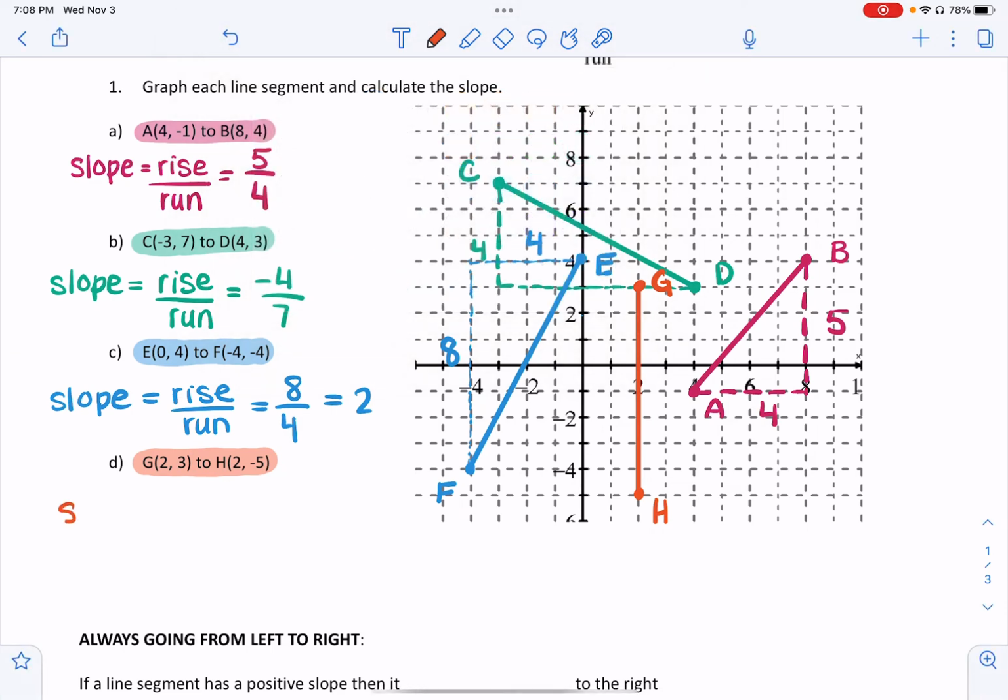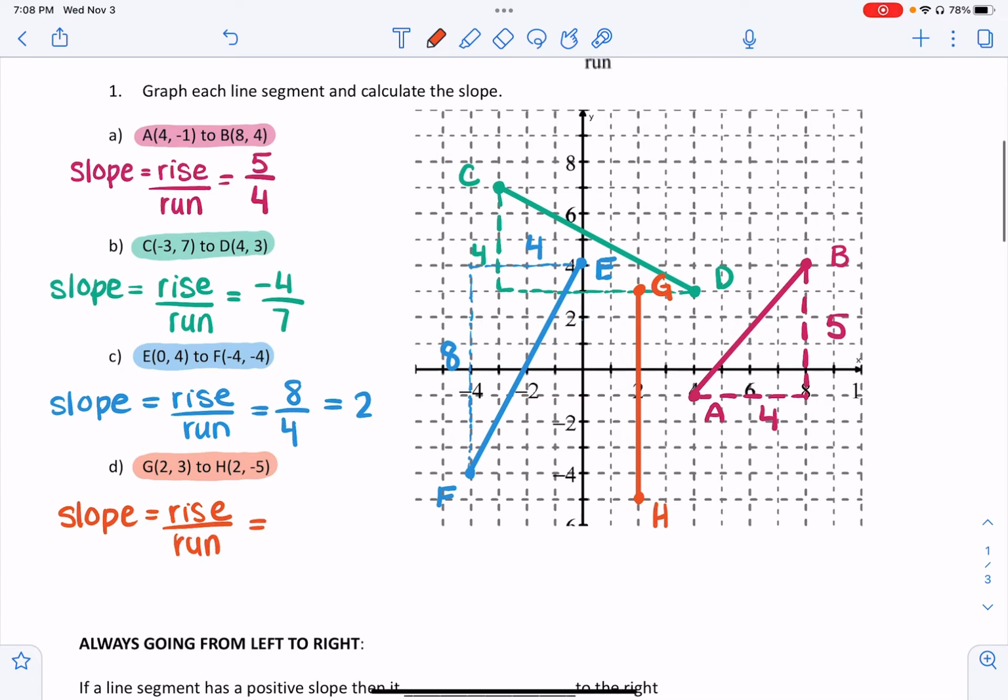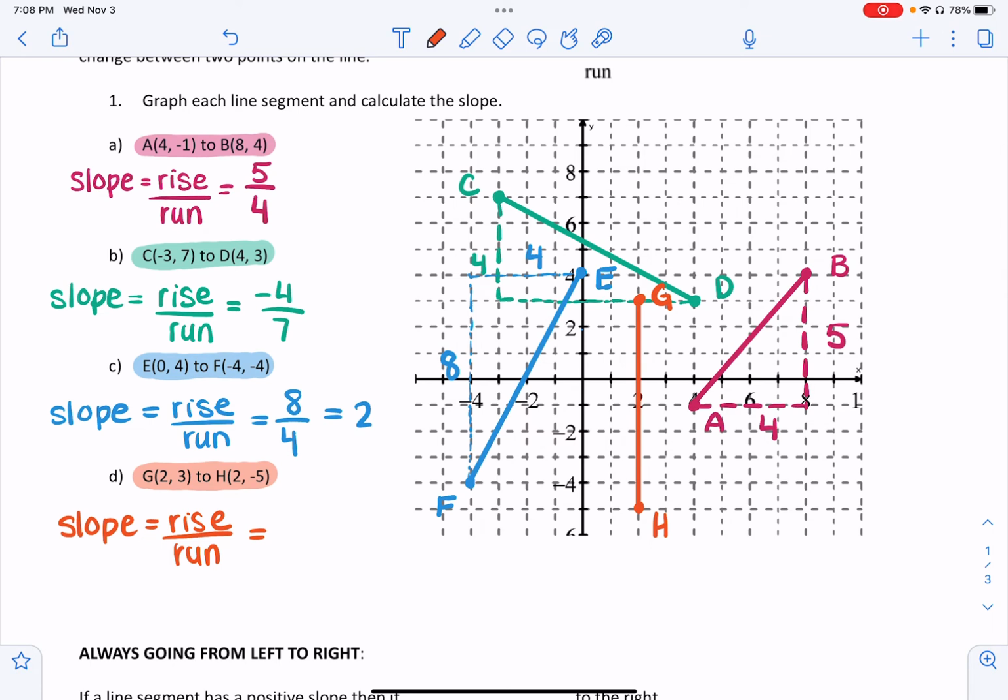So we're going to find our slope, which is our rise over our run. Now, if I look at my rise, I have 1, 2, 3, 4, 5, 6, 7, 8. Now, there's no run. It doesn't go this way. It doesn't go this way. So my run is just 0.